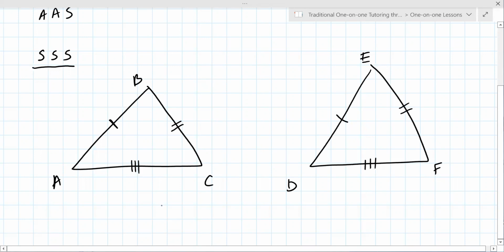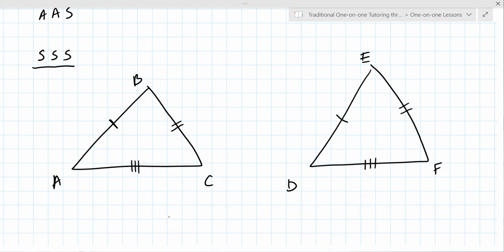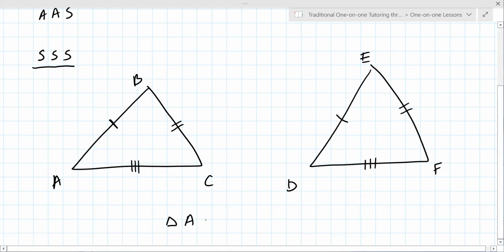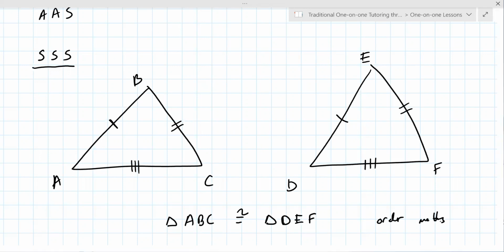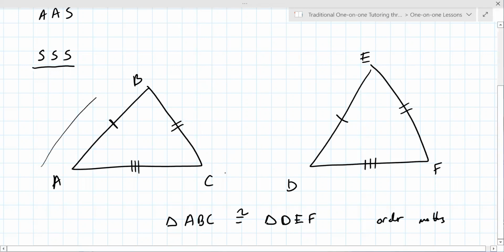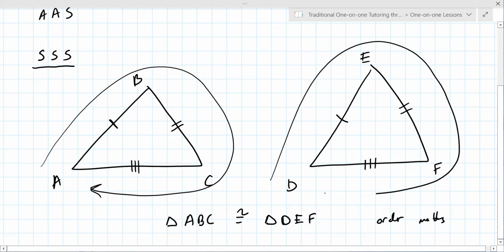And perhaps more importantly than the SSS is being able to write the triangle congruence. So the triangle congruence is that triangle ABC is congruent to triangle DEF, and the order matters. Yeah, that's another thing, I don't understand how order works. So think of it as a path. You want to go from A to B, B to C, C to A. What is the corresponding path in the other triangle? Well, in the one I've made here, they're the same paths.